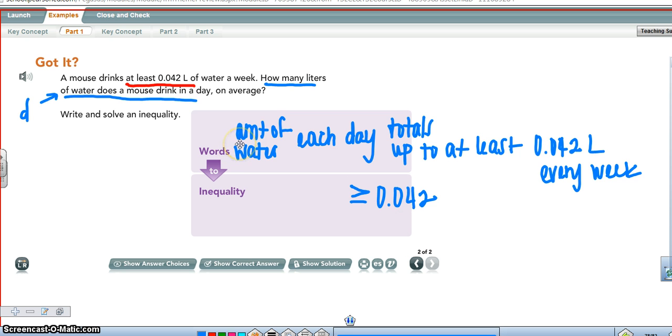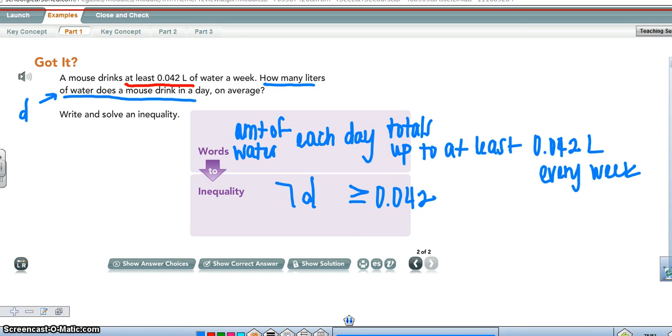The thing unknown is how much water the mouse drinks every day. It might seem like the days themselves are unknown, but we actually do know how many days we're working with. This is talking about how much a mouse will drink in a week. So we do know that we're talking about 7 days. We don't know how much water the mouse will drink. Each is indicating we're doing some kind of multiplication. If we were to do 7 times the amount that a mouse drinks per day, we should get the amount it drinks for the whole week. And we want that amount to be greater than or equal to 0.042.